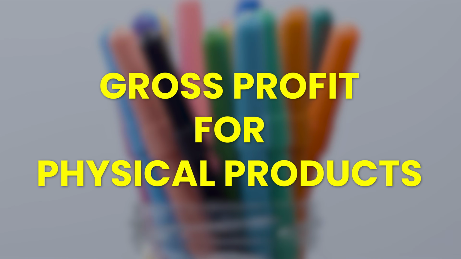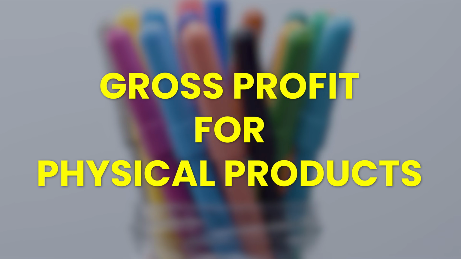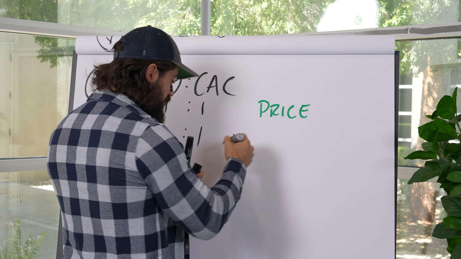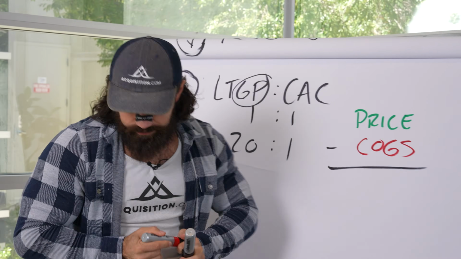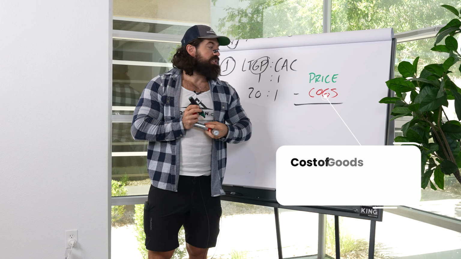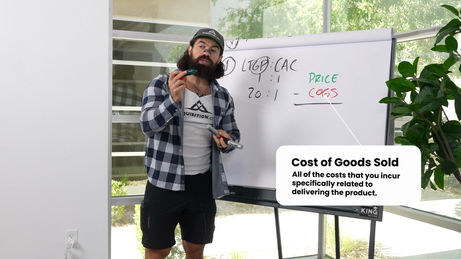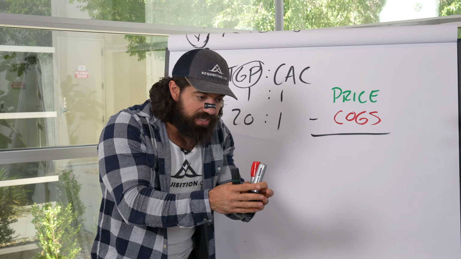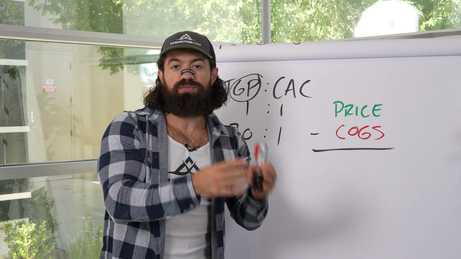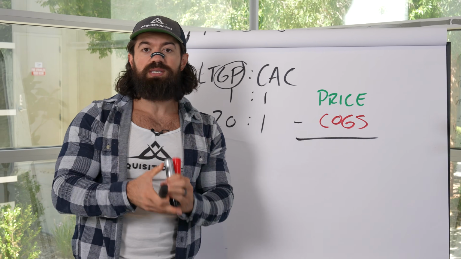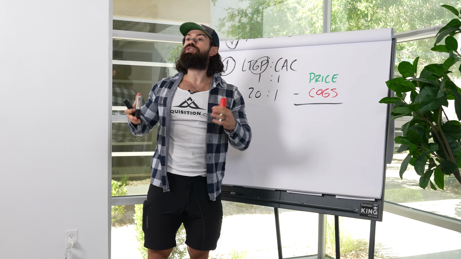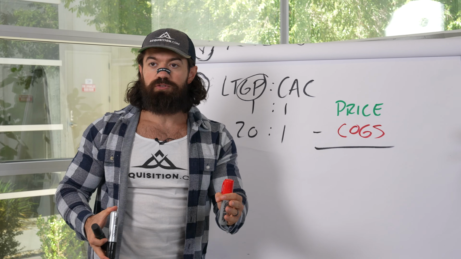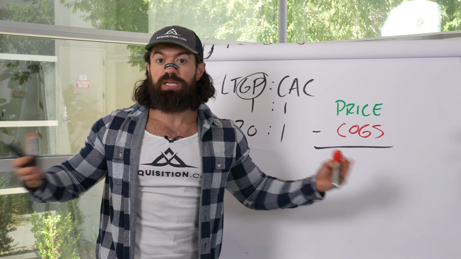With widgets or physical products, it's really that simple. It's just price minus cost of goods sold. And so cost of goods sold are gonna be all the costs that you have to incur specifically related to delivering the product. All you're trying to figure out is at the basic transaction, how much money you have left over. Now, with physical products, it's typically much simpler than with service-based businesses. But I'm gonna give you a service-based example so you can still understand it, because you need to.